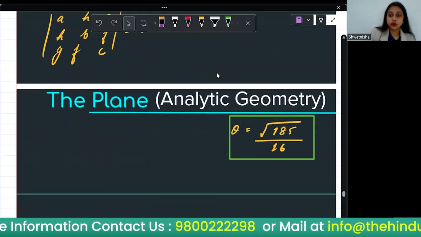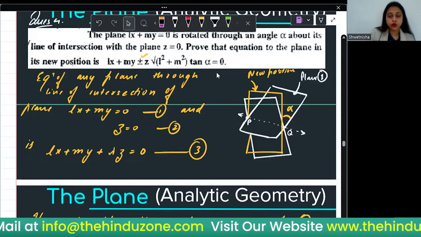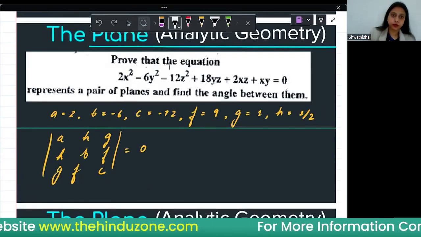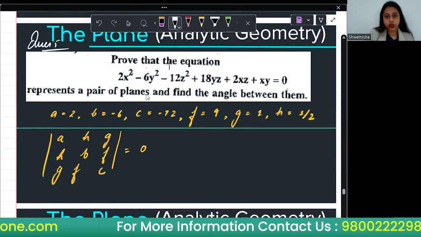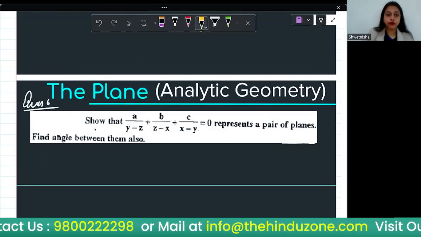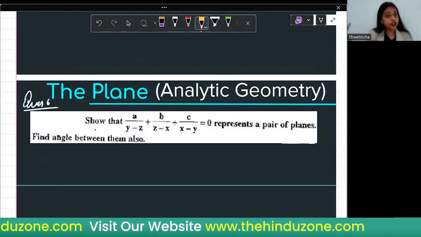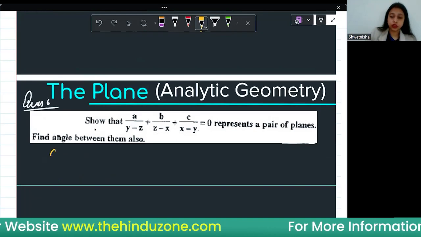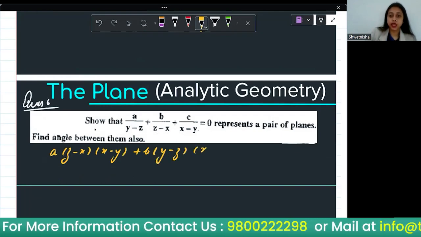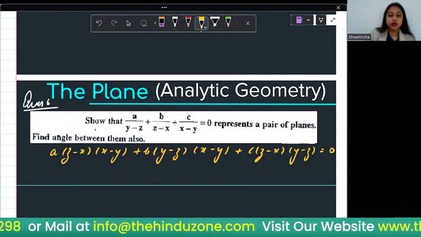Okay. Now, the next question. This was question number 5, and we have question number 6. This question says, show that this represents a pair of planes and find the angle between them as well. So, you just need to find your A, B, C, F, G, H in this and compare. So, this will be A times (Z minus X)(X minus Y) plus B times (Y minus X)(X minus Y) plus C times (Z minus X)(Y minus Z) is equal to 0.